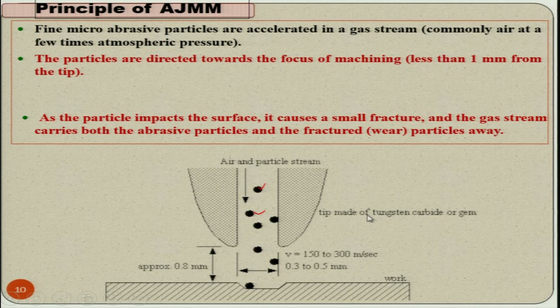and the tip is made up of very hard material, that is tungsten carbide or jam or any other material, because abrasive particles are continuously hitting the bottom part of the nozzle, and this also wears out, and once its wear is beyond a certain limit, then it should be replaced, otherwise you will not get the accurate workpiece surface, and the workpiece is written over here.